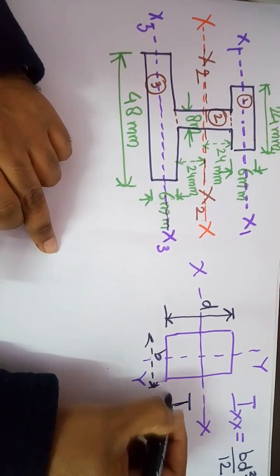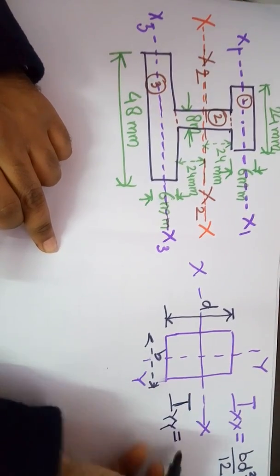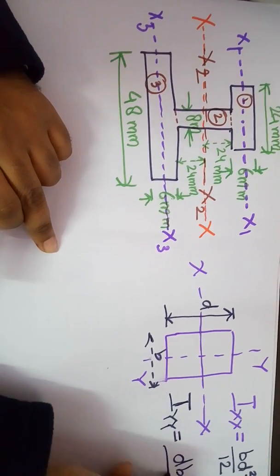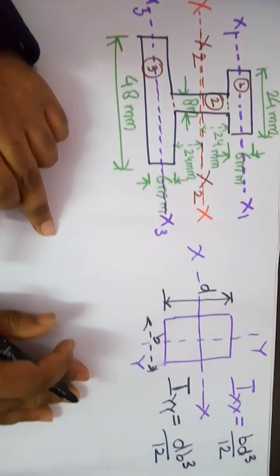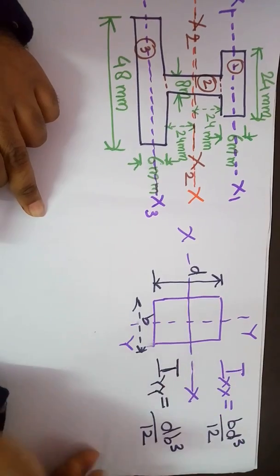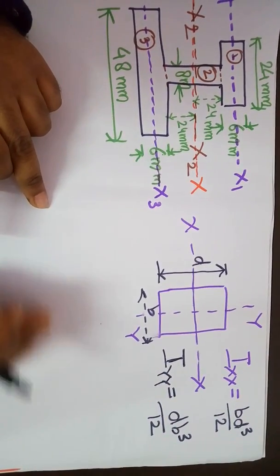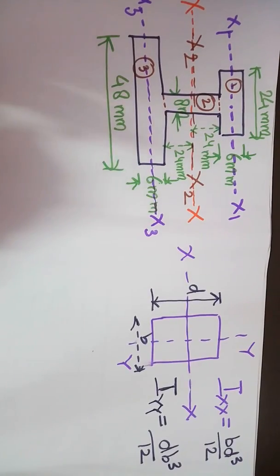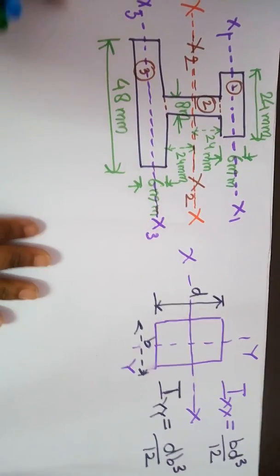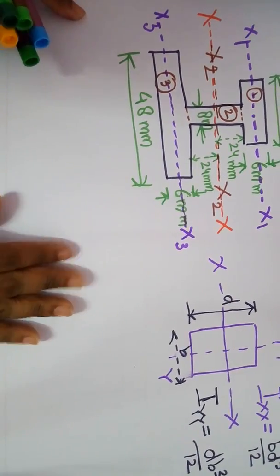And what about Iyy? That Iyy is db cube by 12. Bd cube by 12 and db cube by 12 are the moments of inertia of this rectangular portion about the x-axis and y-axis. Now let's find the moment of inertia of this portion.